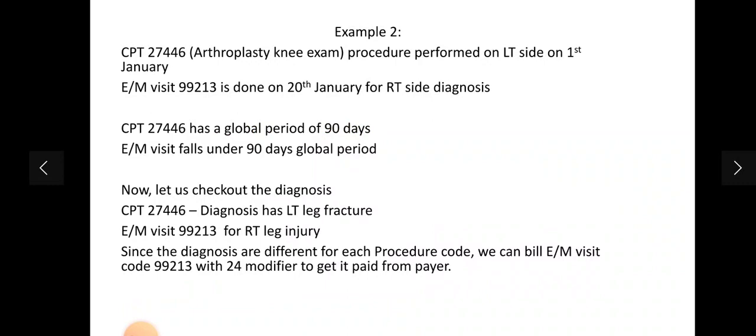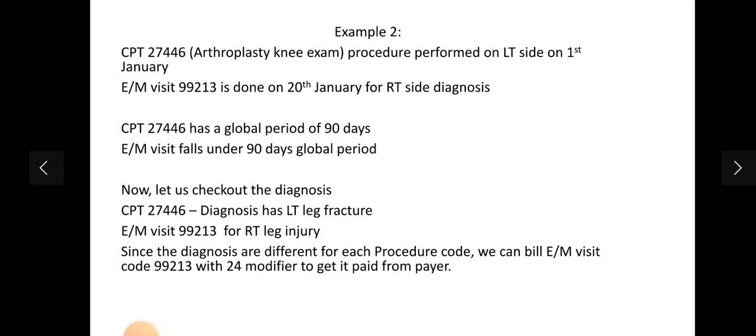Another example is the same. CPT code 27446 was an arthroplasty knee exam. First it is done on the left side on 1st of January. Then an E/M visit is done again on 20th of January for a right side diagnosis. So CPT code 27446 has a global period of 90 days. Any E/M visit falls under the 90 days global period because it is done just after 20 days, so it will fall within the global period.